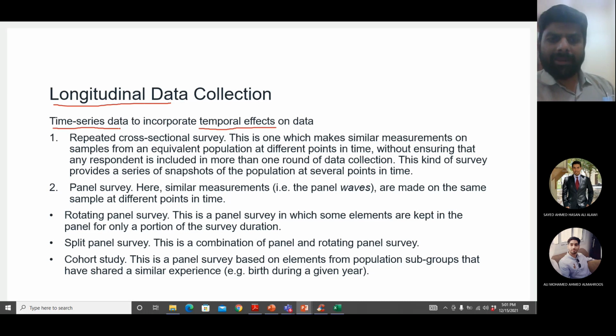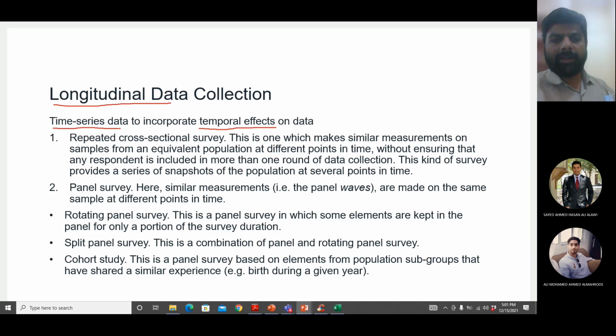Then we have the panel survey. Panel survey means that similar measurements are made on the same sample, the same people. Panel means a group of individuals which you will ask again and again. So the 1st year you ask the same person, the 2nd year the same question, the same person. This is a panel survey. So in repeated cross-sectional, people can be different. In a panel survey, people are the same. A panel survey can be a rotating panel, a split panel, or a cohort study.